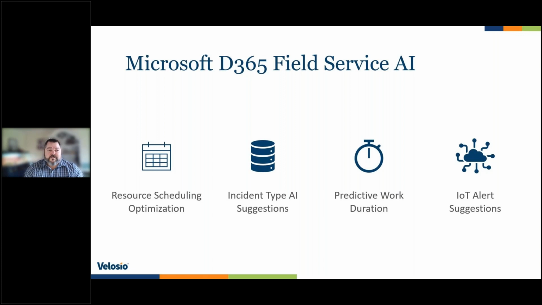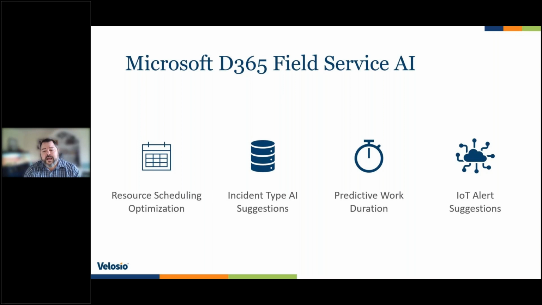Predictive work duration. What this does is look at previous work orders, and it gives you suggestions on how long future work orders should take for that same incident type.